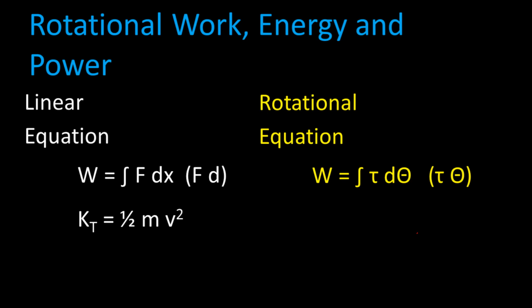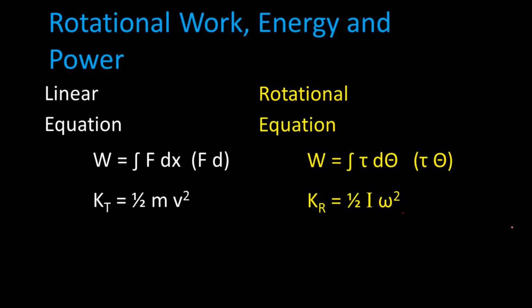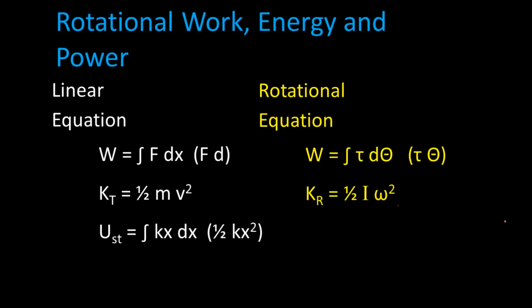Our kinetic energy in the translational world is 1/2 mass times velocity squared. The analogy in the rotational world, our kinetic energy for an object that's rotating is 1/2 I omega squared. Remember, I is our moment of inertia, or also referred to as our rotational mass, and omega is our angular velocity.